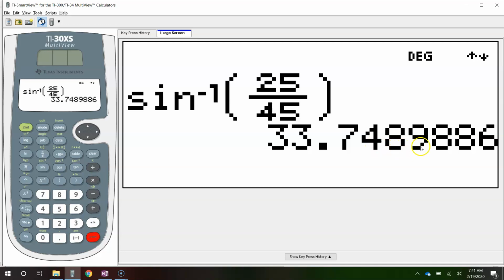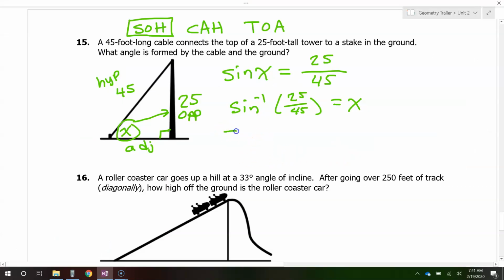$33.749. Got to round up. 33.749. Now, because this is a word problem, we need to be careful to use our units. So these lengths are in feet, so this will be feet. All right, if you leave off your units, you will lose points.